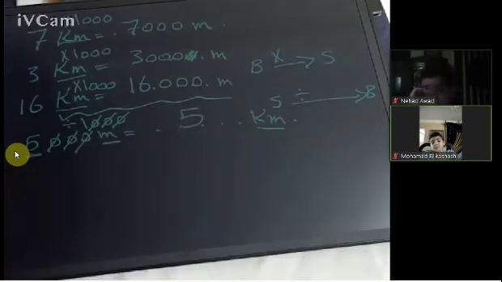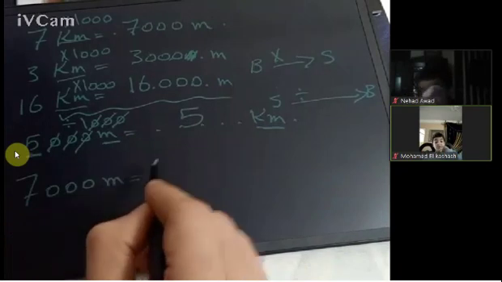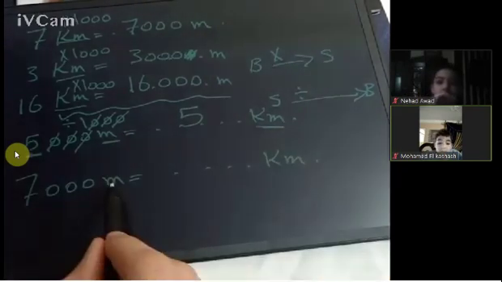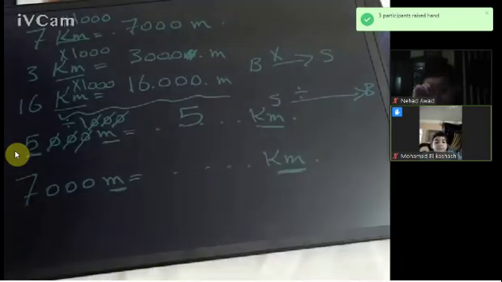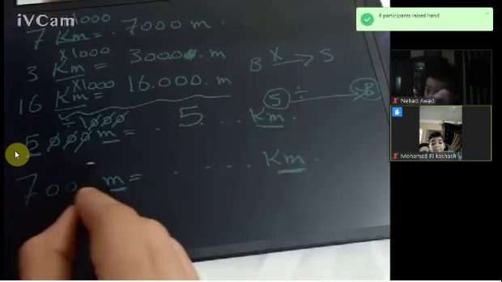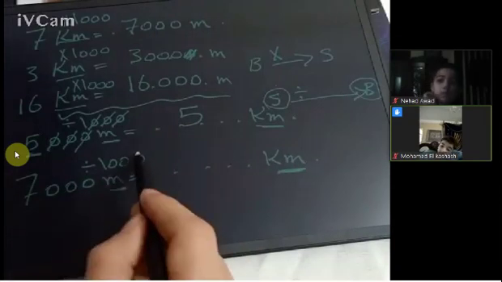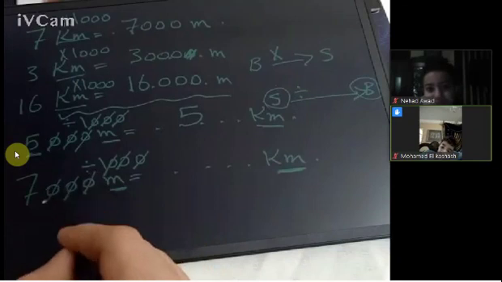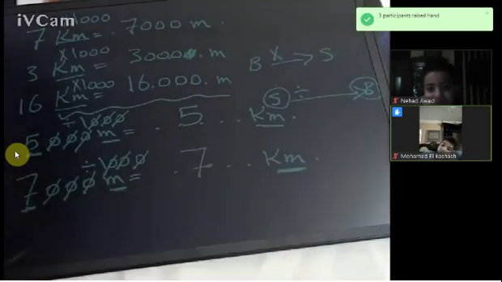Another example. 7,000 meter equals how many kilometers? It's from meter to kilometer. So divide from small to big, divide. So I will divide by 1,000. 0 with 0. 0 with 0, and the last one was the last one. What is the rest? 7. So the answer is 7.